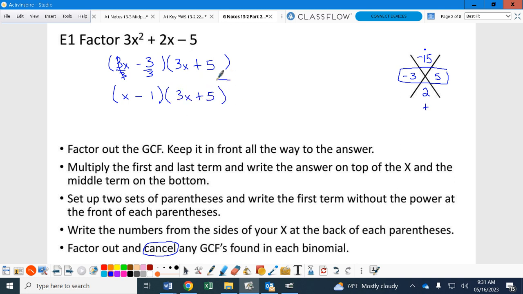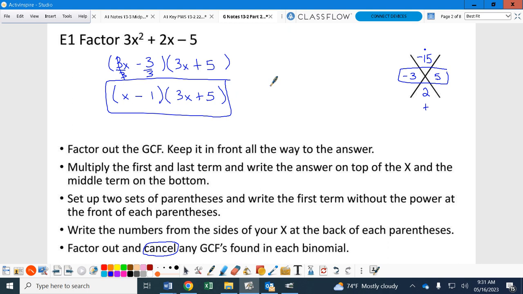That is your final answer. That's it. We factored it. That's what we're doing today. Anybody see anything they have a concern, a question, anything about before we keep going?